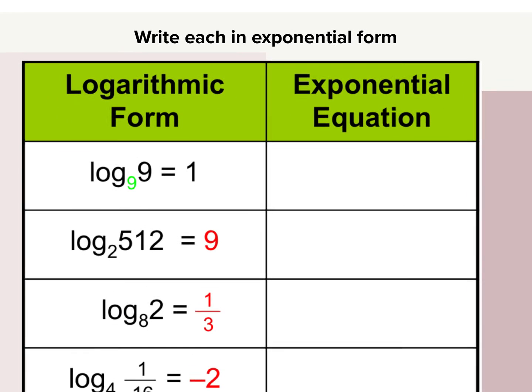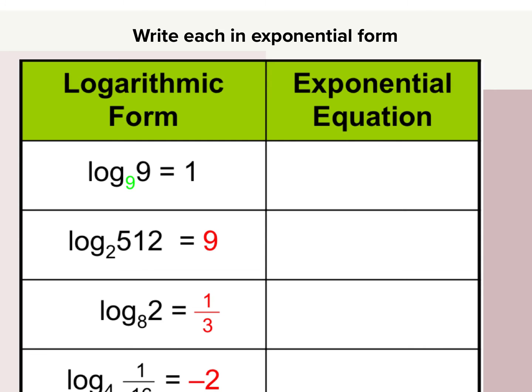So on this page, we're taking it from logarithmic form and putting it into exponential form. All of our equations here are going to have exponents. Our base is what's touching the log, so that's our base. And then we just switch the next two numbers. So next we have 1 as our exponent, and then that's equal to 9. In the second one, what's our base? 2. What's our exponent? 9. And then what's that equal to? 512. Awesome.